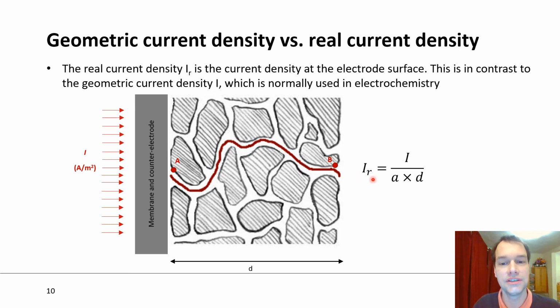So the real current density is the geometric current density divided by the interfacial area and divided by this length d. And you need that because A and d together are dimensionless, so you need to have this length d included. It's important to mention that in electrochemistry we typically use the geometric current density, but if you really want to understand the electrocatalytic properties of a material, it's good to convert the geometric current density towards the real current density at the electrode material.